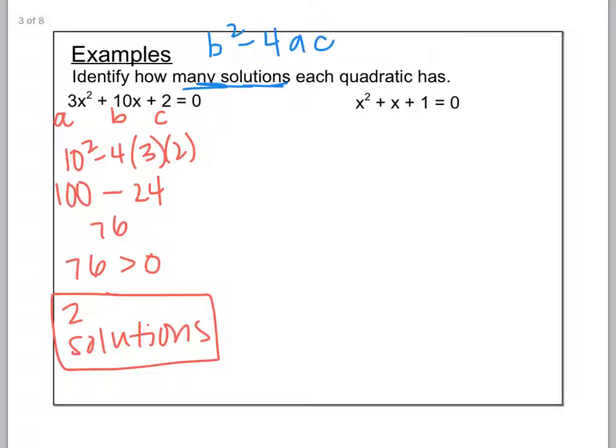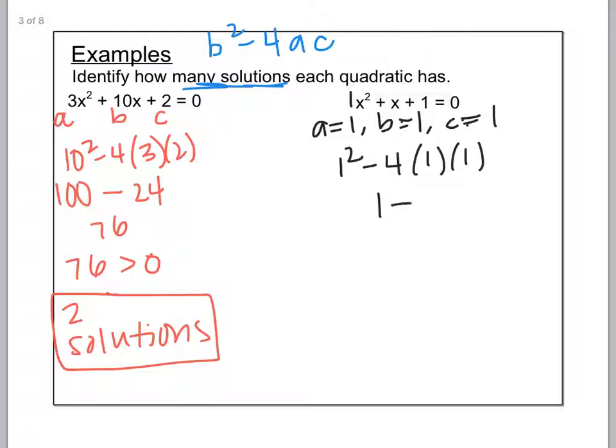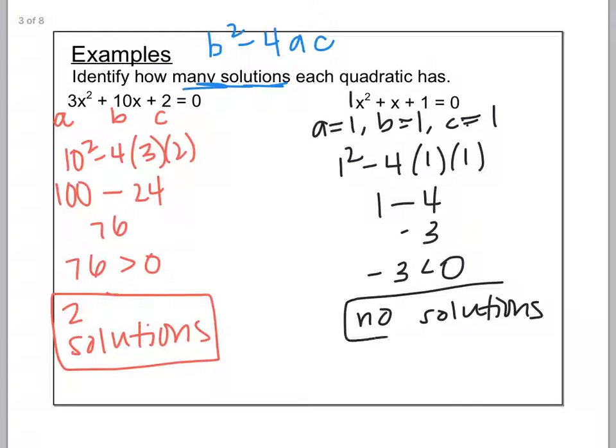Looking at my quadratic on the right, x squared plus x plus 1, let's make sure we know our a, b, and c first. For that one, a would be 1 because there's no number there. B is also 1, and C is 1. If I follow b squared minus 4ac, I end up with 1 squared minus 4 times a times c. 1 squared is 1 minus 4 gives me negative 3. Well, negative 3 is less than 0. If I look at my chart, when I'm less than 0, there are no solutions. And I can stop there.